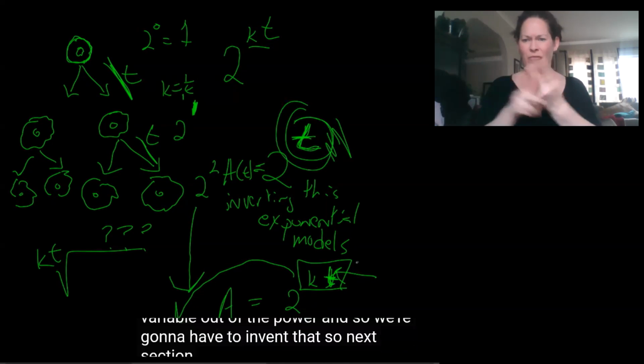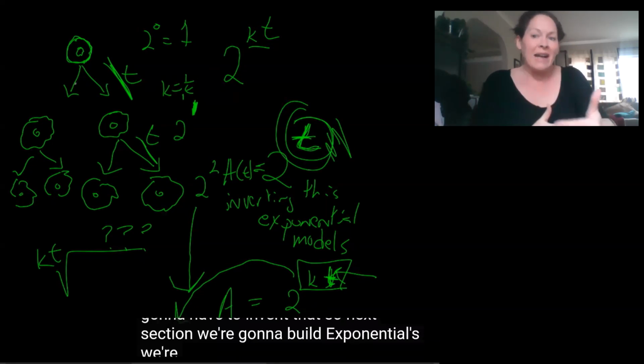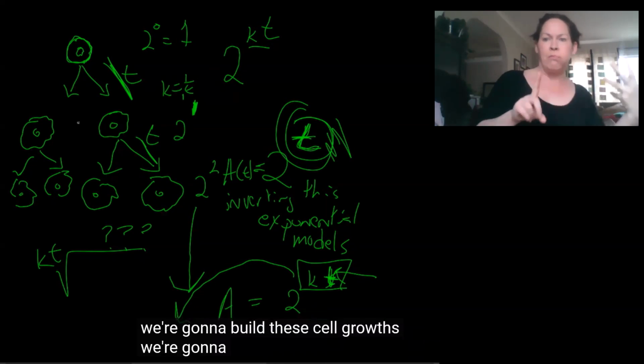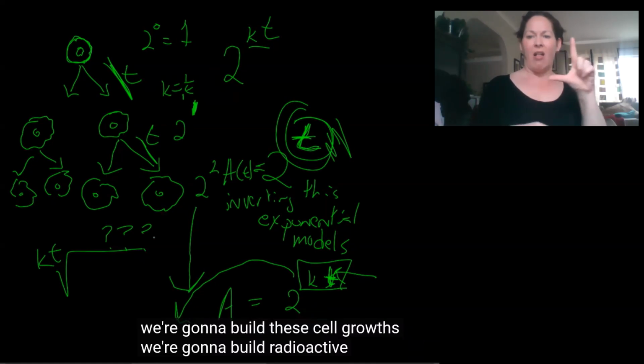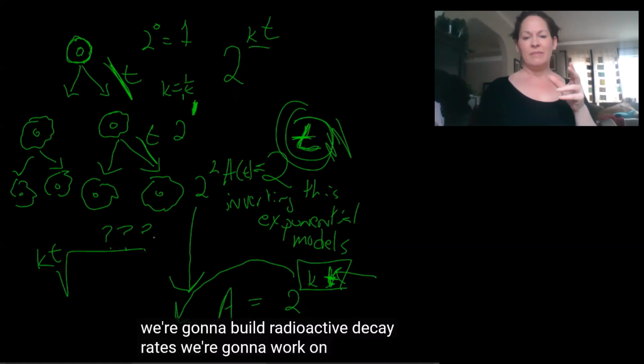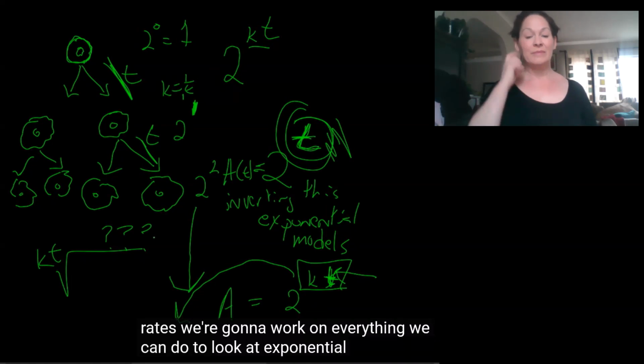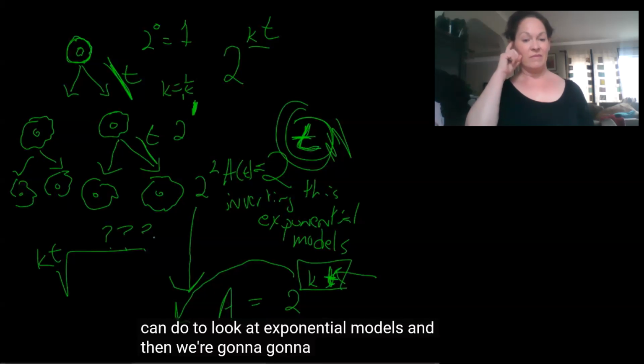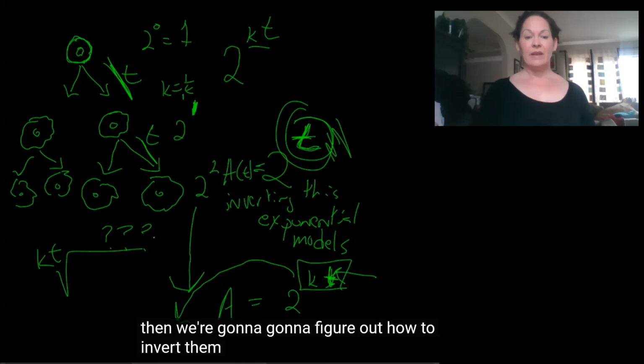So the next section, we're going to build exponentials. We're going to build these cell growths. We're going to build radioactive decay rates. We're going to work on everything we can do to look at exponential models, and then we're going to figure out how to invert them.